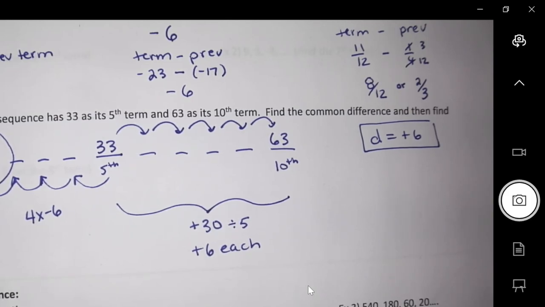Okay, so that's how arithmetic sequence works. Okay, flip the page. I'm going to skip geometric for now.